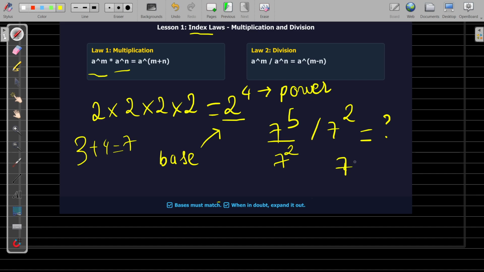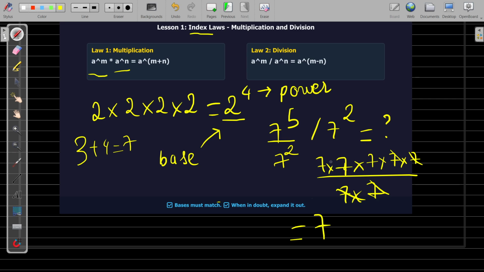Let's write 5 7's on the top, and divide that by 2 7's on the bottom. I want to cancel 2 from the bottom because we have 5 on the top. So 2 from the bottom, 2 from the top. Let's eliminate those, and what we're left with is 3 sevens on the top. This leaves us with a base 7 and a small 3. Looking at the original indices, we have 5 and 2, and the answer is 3.